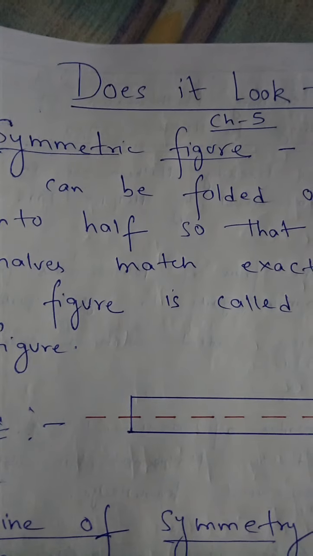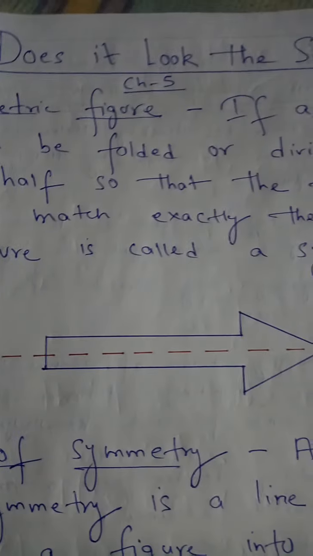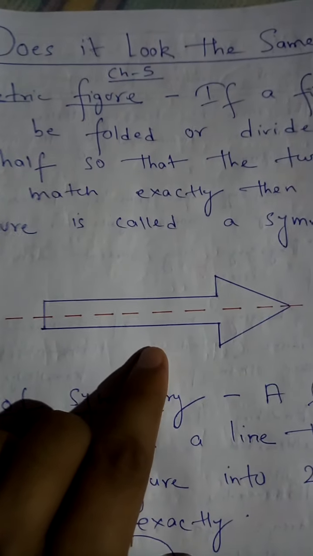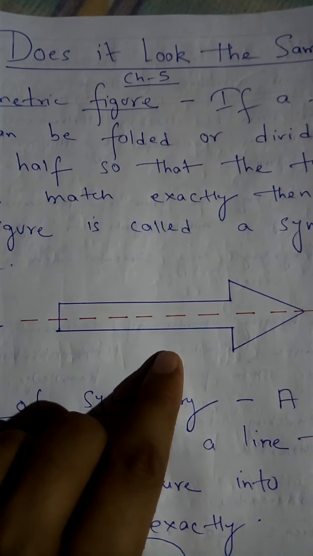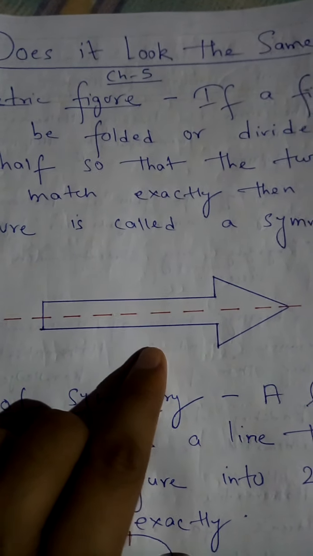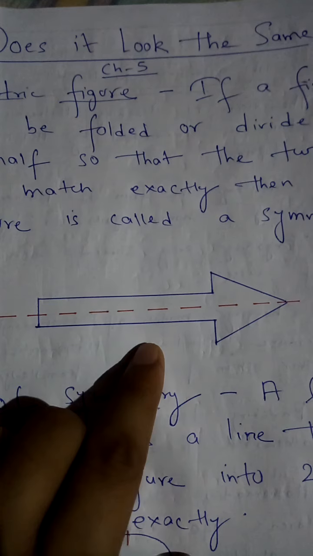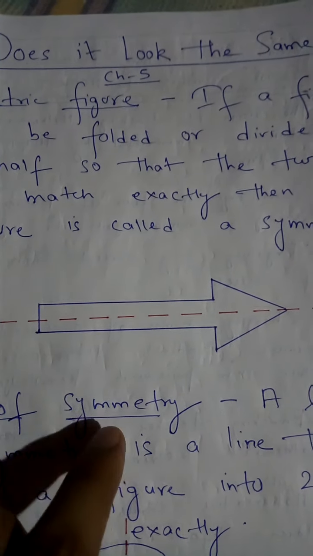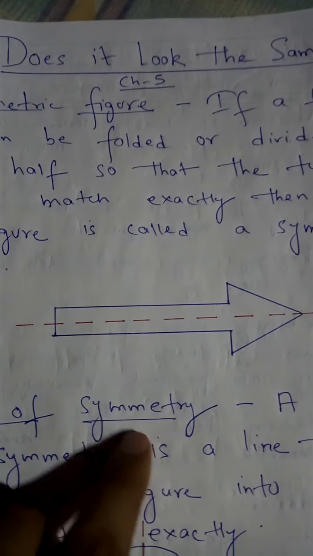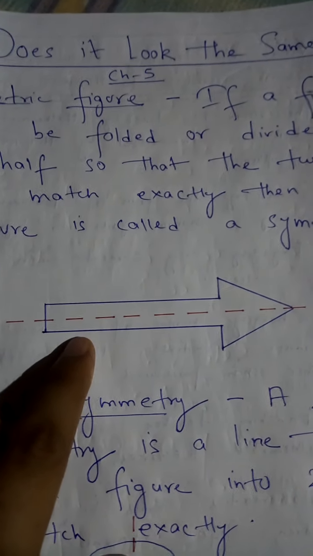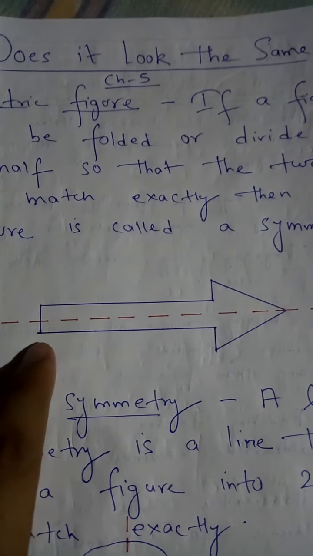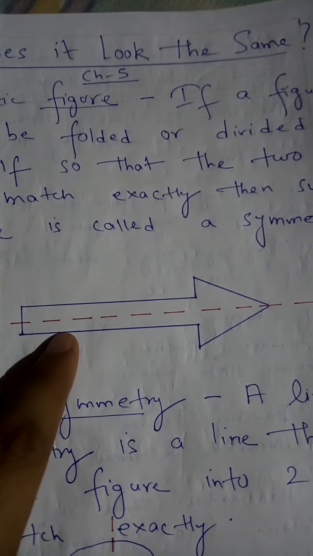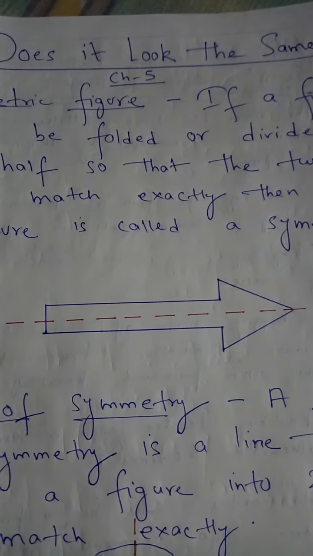For example, you can see here I have drawn one figure. This is one example of symmetric figure. Now what is this figure? This is an arrow. Now the line of symmetry. We'll come to the next definition, but let me make it clear that this figure is an arrow figure. Now this line I have drawn with a red pen. As you can see, this is the line of symmetry.